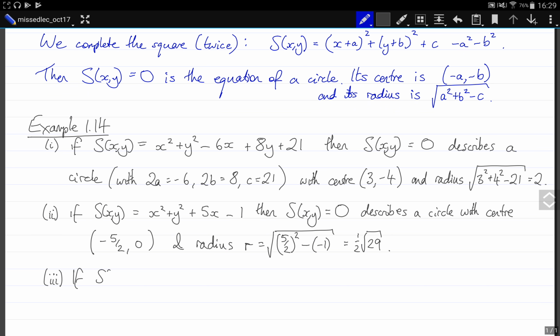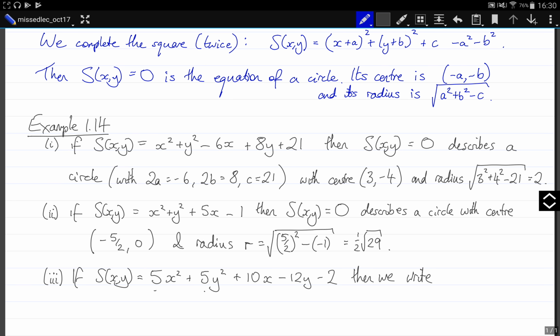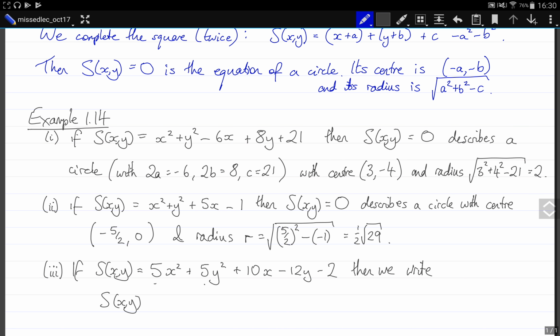Another example. What happens if I have a prefactor in front of the x and y? Clearly, those two prefactors must be the same, the 5 and the 5, else it wouldn't be a circle. But to determine the properties of the circle, where we are equating s to 0, I can just take out that factor of 5. And then we proceed as before.